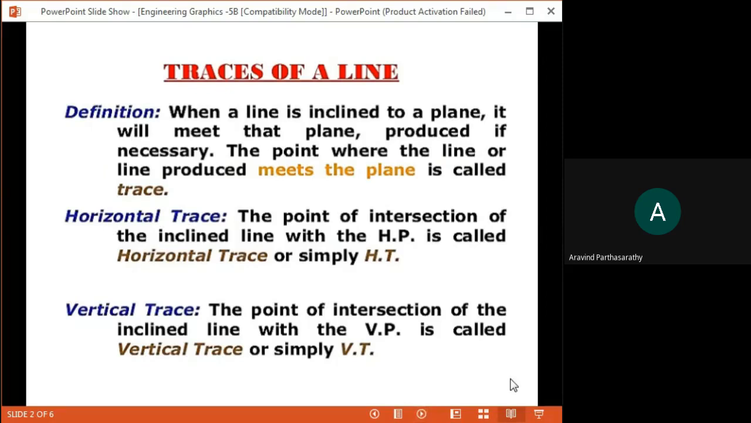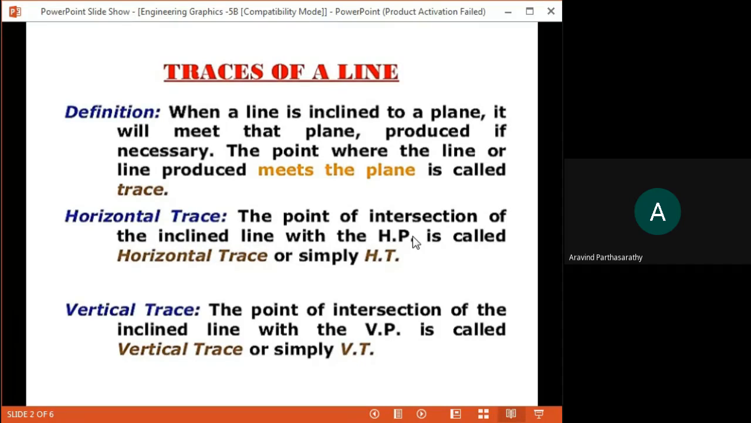So, the traces of a line. What is a trace? We can go for the definition. When a line is inclined to a plane, it will meet that plane, produced if necessary. The point where the line, or the line produced, meets the plane is called a trace. As per the definition, the line is inclined to a plane.